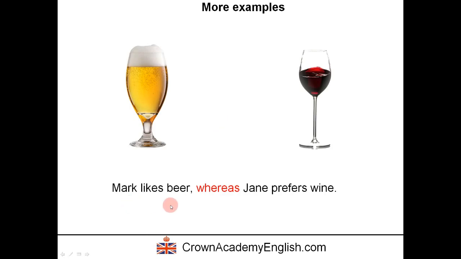Very simple example, this one. Mark likes beer, whereas Jane prefers wine. Okay, so here we are indicating the contrast of taste in drinks, preferences in drinks. Mark likes beer, Jane prefers wine, and we have the conjunction whereas in the middle to indicate the contrast.